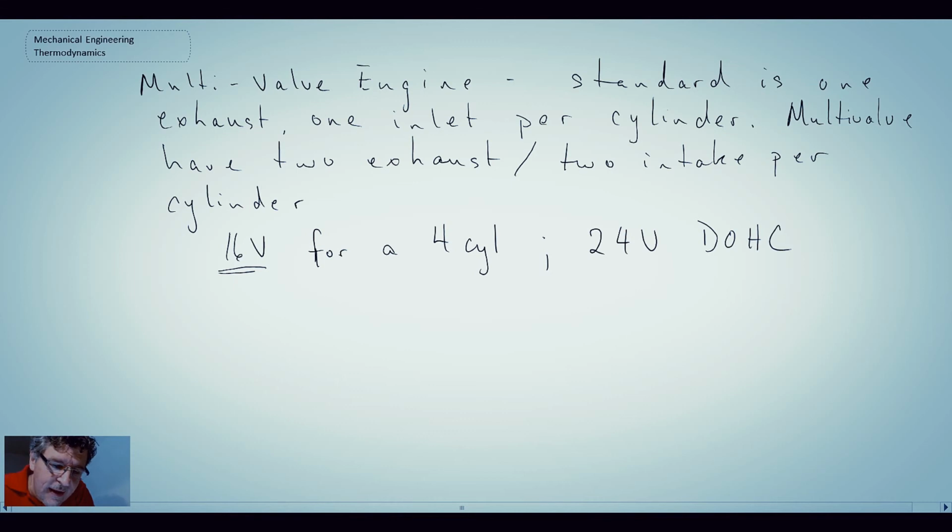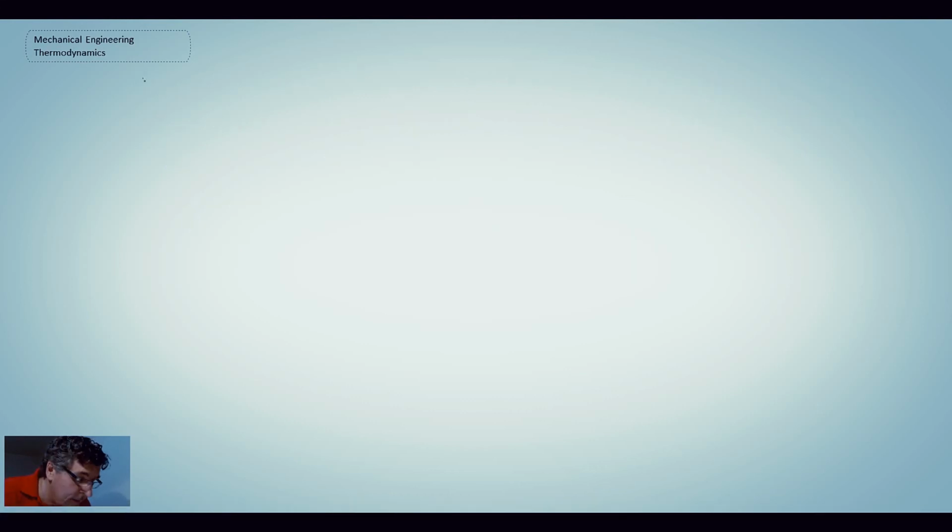And the advantage with having a multi-valve engine is you have better volumetric efficiency of the engine. And so what you're able to do is draw in the air. You're essentially reducing pressure drop. And so it can breathe better. So it can draw in your air-fuel mixture more efficiently, and it can exhaust the burnt hydrocarbons more effectively as well.